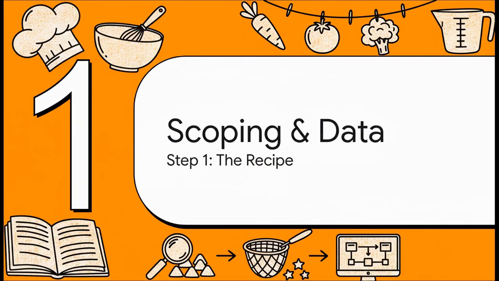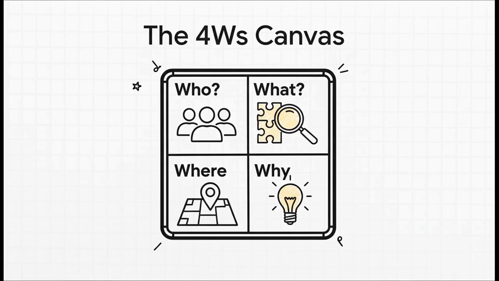So every great recipe starts with one thing, right? Knowing what you actually want to cook. In the AI world, we call this first step problem scoping and data acquisition. Basically, it's where you figure out your goal, and then you go gather your ingredients. And to get started, there's this really simple but super powerful tool called the 4Ws Canvas.